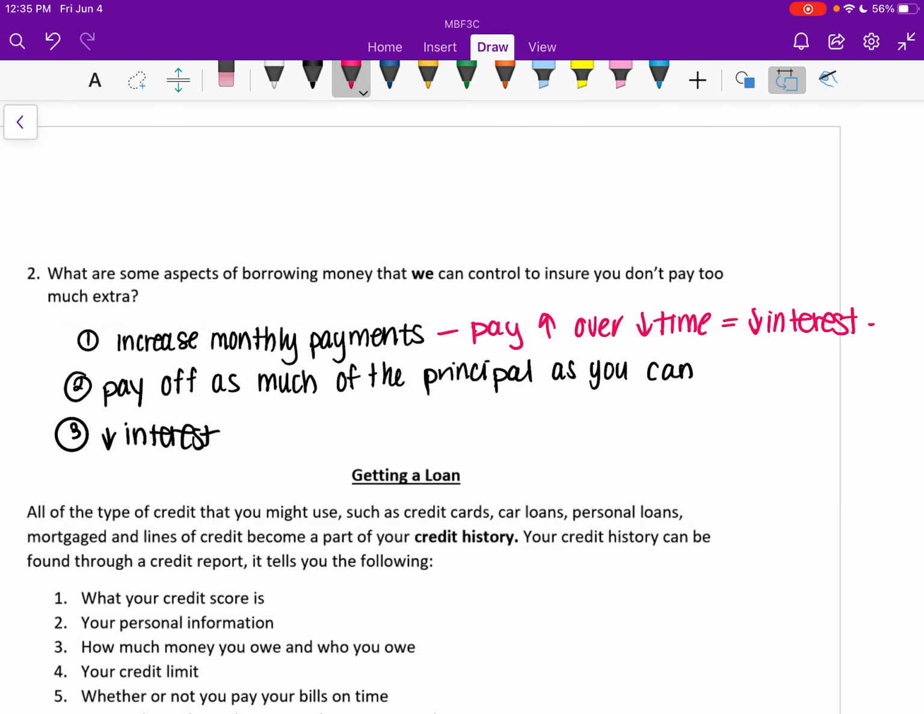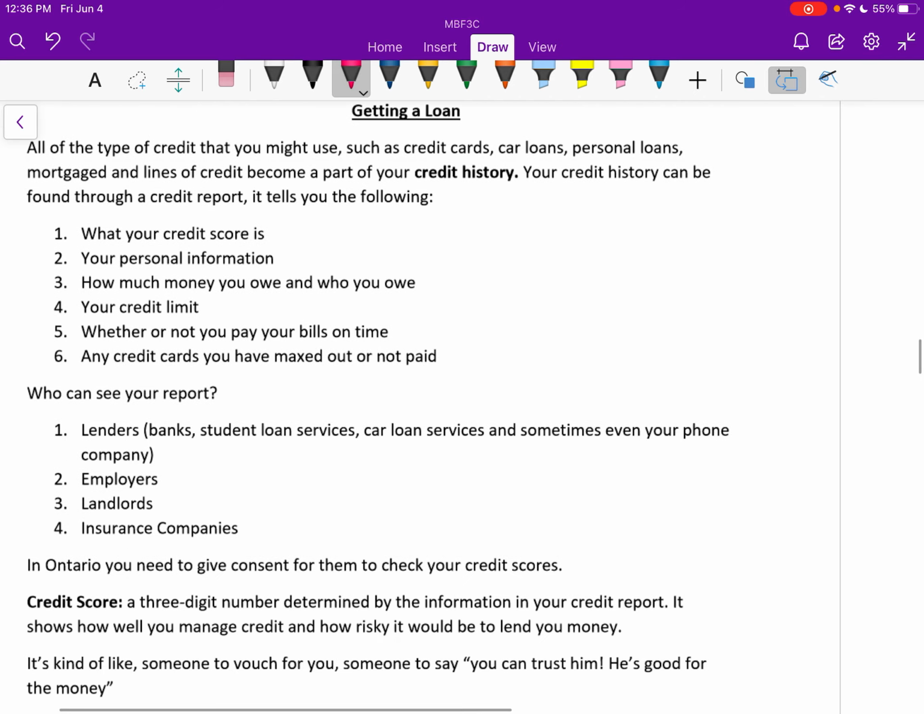Pay off as much of the principal as you can. It's the same thing: pay as much of the monthly payment as you can, because you're going to pay off as much of the principal as you can, and obviously end up with lower interest. As the interest rate gets higher, the amount of money that you need to pay towards your loan becomes significantly higher. Okay? Alrighty. So now we're going to talk very quickly about getting a loan.